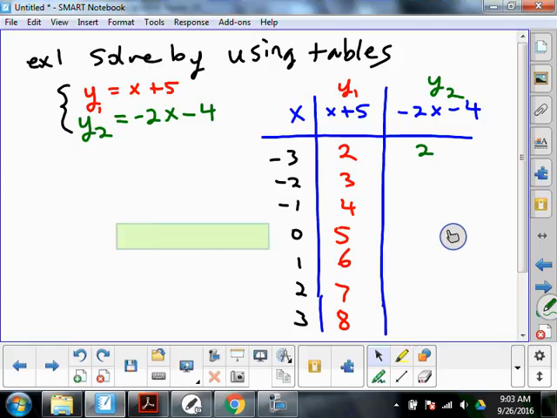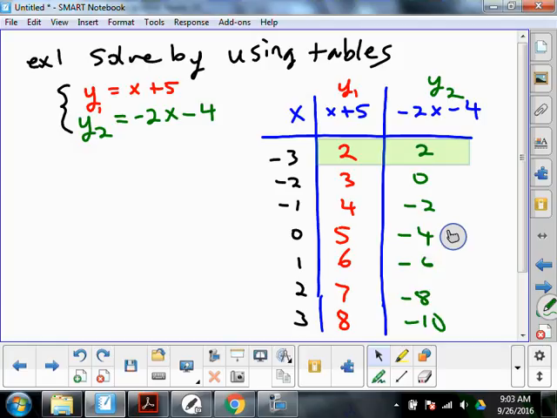We said we were looking for columns 2 and 3 to have the same y value. Maybe, just to be safe, we better do this one more time. If I plug in a negative 2, that's going to be 4 minus 4, and that's 0. And then negative 1 would give me positive 2 minus 4, so that's negative 2. And then a 0 would be negative 4. And then that's going down by 2, so that's negative 6, negative 8, and negative 10, right?